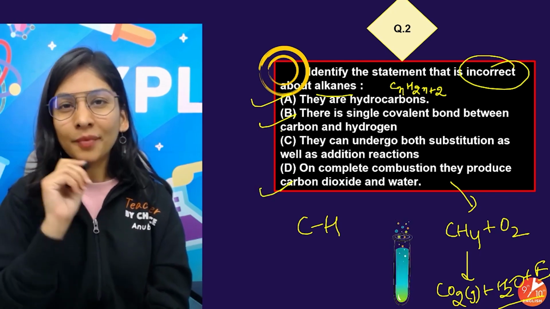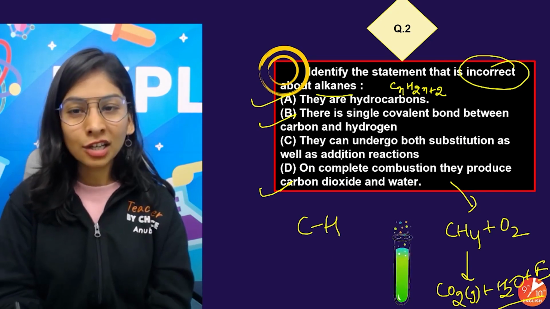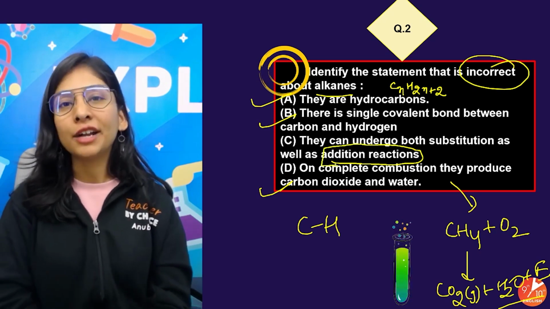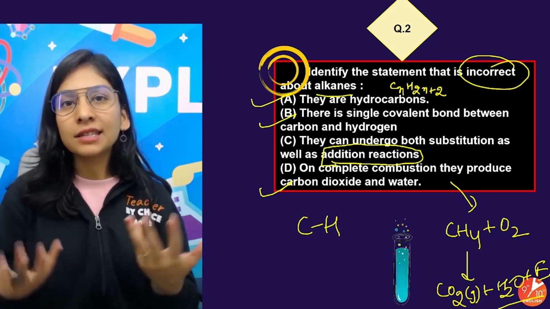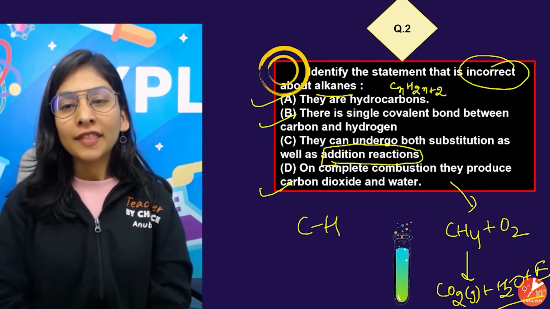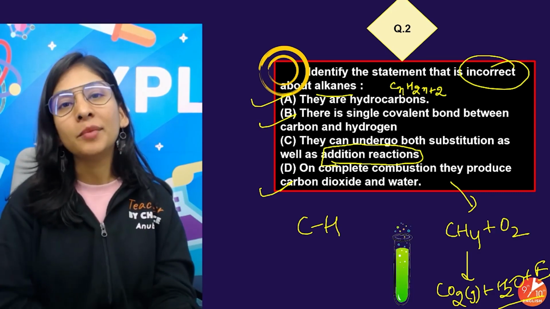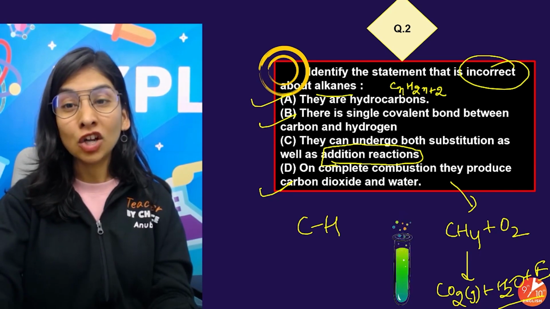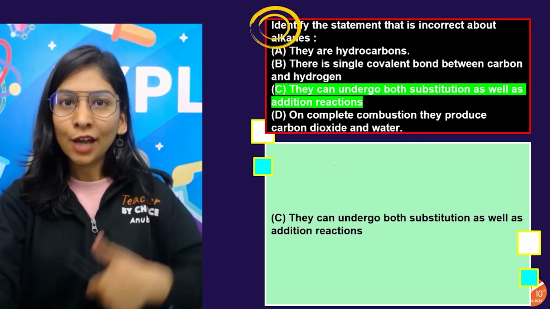Means there is something wrong in the option C. Let's see that. They can undergo both substitution as well as addition reaction. So this part is not true. My alkanes, my saturated hydrocarbons, will never show addition reaction. They are already saturated, making single bonds. If that's double or triple, if that's unsaturated, addition is possible. In my alkanes, they only show substitution reaction. That means my hydrogen can be substituted by other atom or group of atoms. Okay, so option C is something that's not true according to this addition reaction part. So that's our right answer. I hope it's pretty clear.